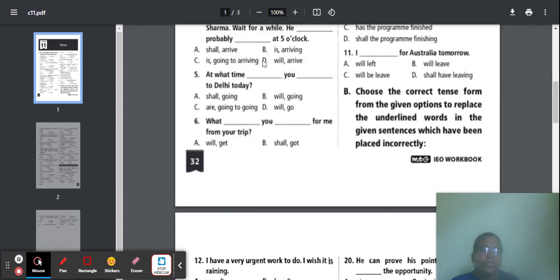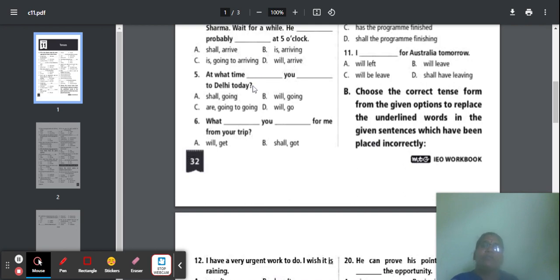Okay, my dear. Check option A, shall arrive. Shall is also future tense and arrive is also correct. But check the person: here it is third person singular. For shall we have to use I and we, first person singular and plural. So this is third person singular he, so he will probably arrive. The answer will be option D.